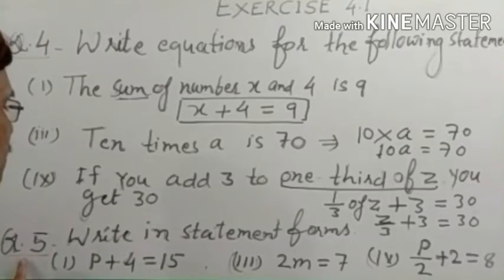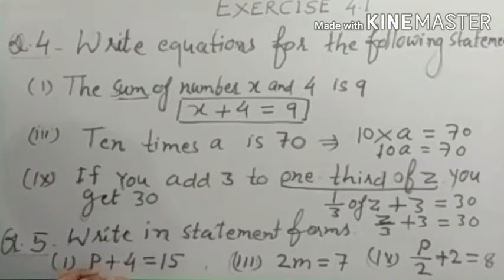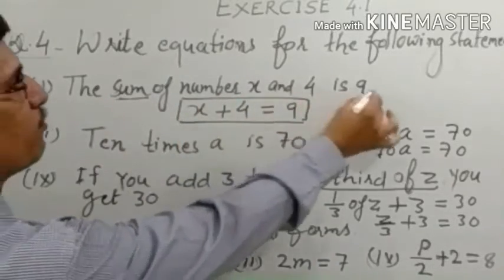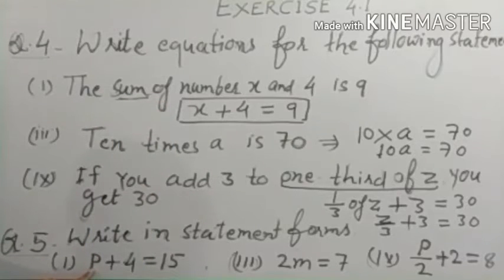Same is question number 5. Write in statement form. Here the equation is given and you have to write the statement of the given equation. p plus 4 is equal to 15. x plus 4 is equal to 9. The sum of number x and 4 is 9. Same as the sum of number p and 4 is 15.